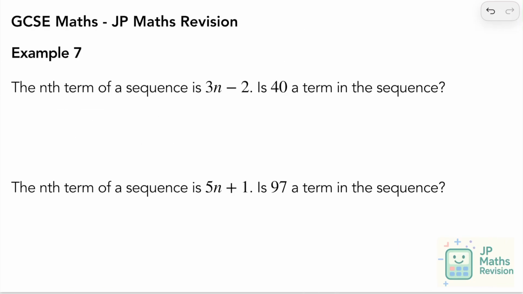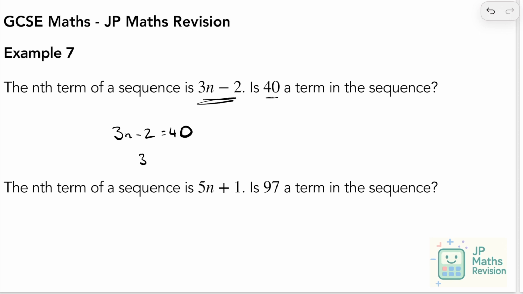This one here, it tells us the nth term of a sequence is 3n minus 2. Is 40 a term in the sequence? So to do this, we'd assume it is a term in the sequence, and we're finding the value of n for which the sequence is equal to 40. So we need to equate 3n minus 2 to 40. Now if we solve this, we add 2 to both sides, so 3n equals 42, and then solving this, we end up with n equals 14.